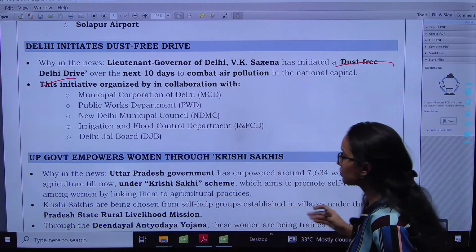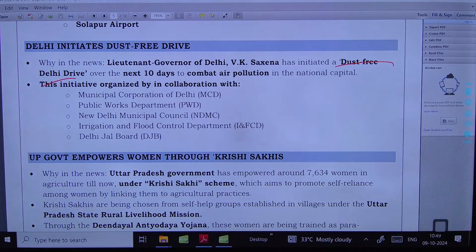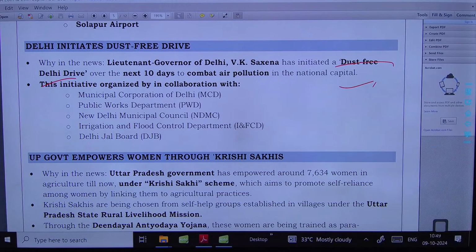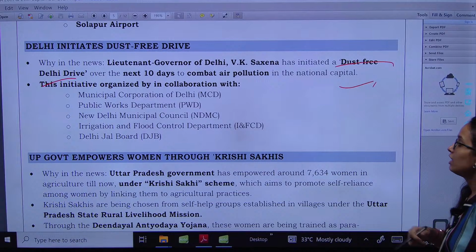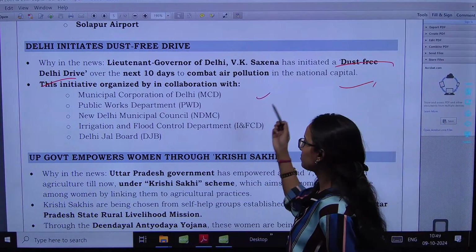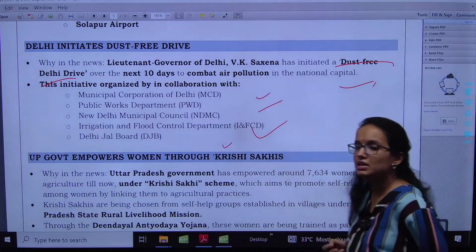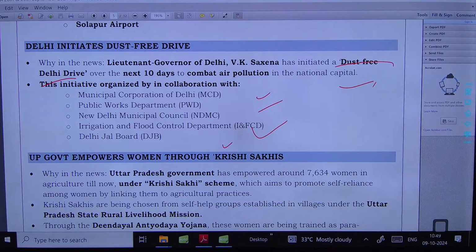That's why you see the dust-free drive has been initiated by the LG of Delhi over the next 10 days to combat air pollution in the national capital. Now this is being organized in collaboration with MCD, PWD, NDMC, then the irrigation and flood control department, as well as Delhi Jal Board. So remember this.